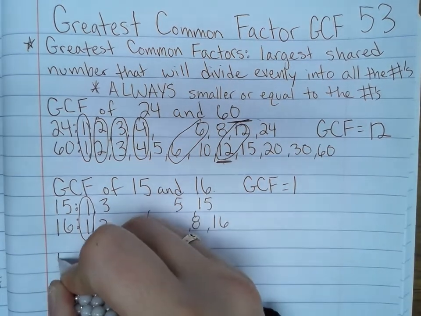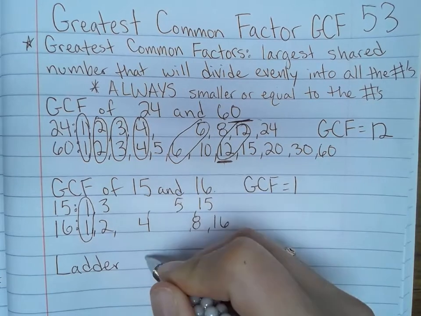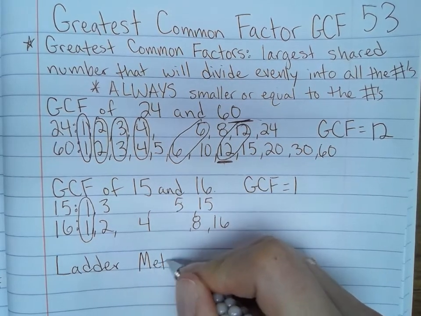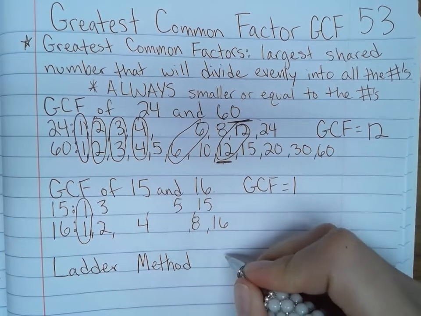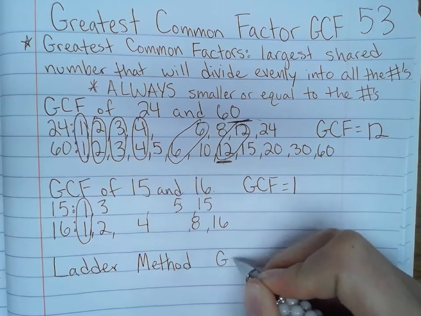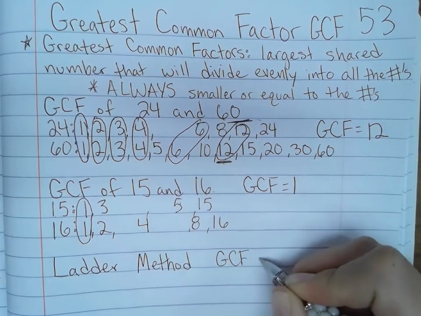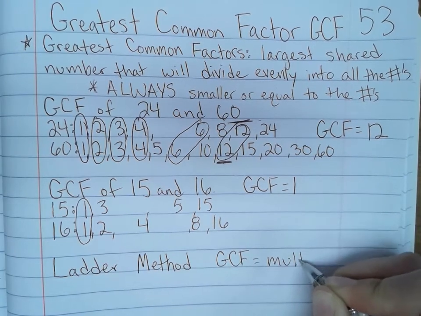So I want you to skip a line, and I want you to write ladder method. This will be also helpful for tomorrow's lesson. So remember, when you're doing the ladder method, I want you to write: to find the greatest common factor, you multiply the stars. Now it'll make sense in just a minute.